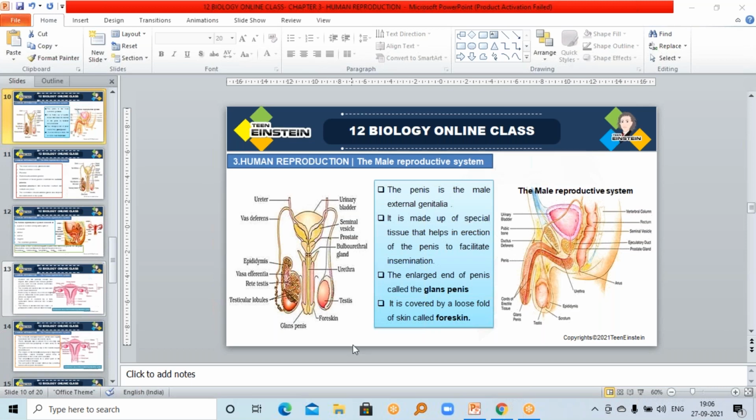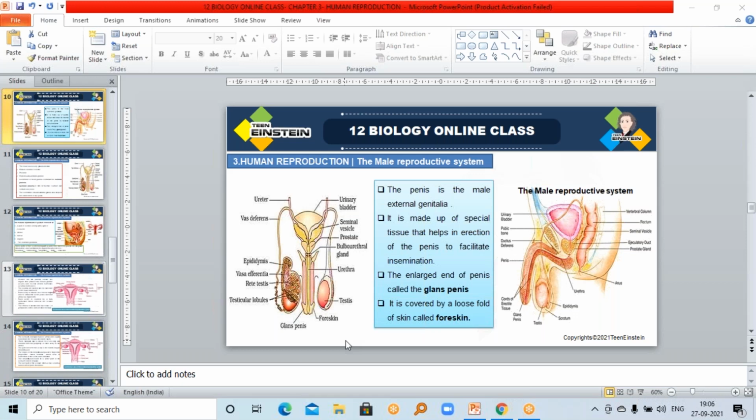Next, semen. Semen is a mixture of sperm and secretion of seminal vesicles. Then prostate gland secretion and bulbourethral gland secretion. So semen means sperm, plus the secretion of the seminal vesicle, the secretion of the prostate gland, and the secretion of the bulbourethral gland.